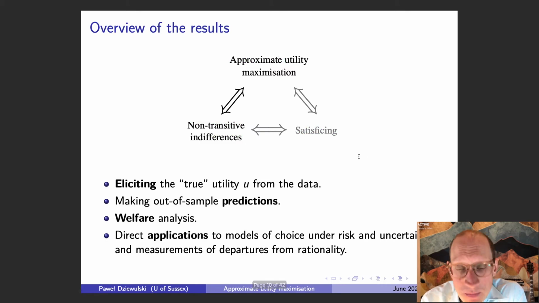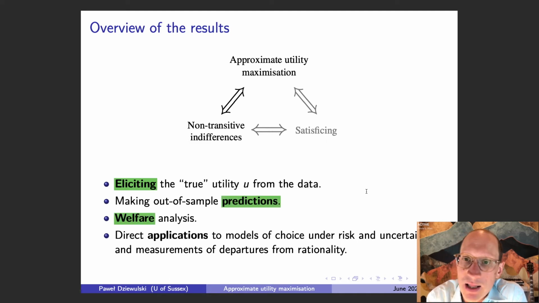What really follows from this result is that we can say a lot about the utility function u, even though we know that the agent may not be fully maximizing it. We can elicit the true utility from the data. We can make out of sample predictions. We can do welfare analysis. And there are also a few interesting applications that are presented in the paper, but will not be discussed in this presentation just for the sake of time.